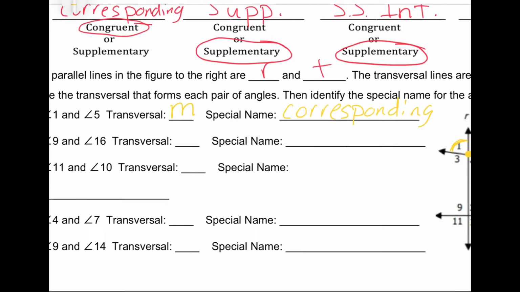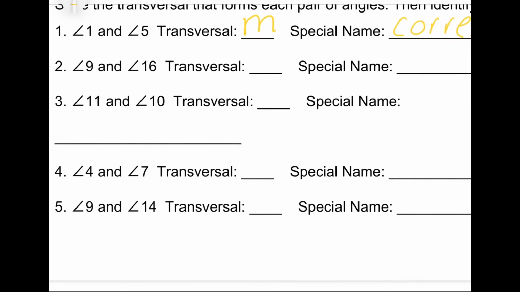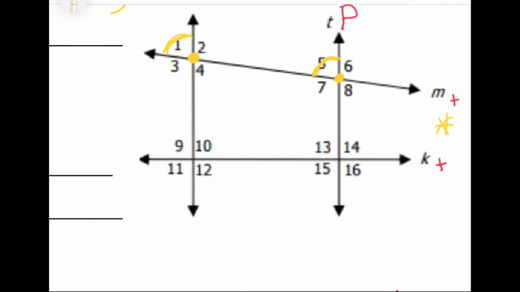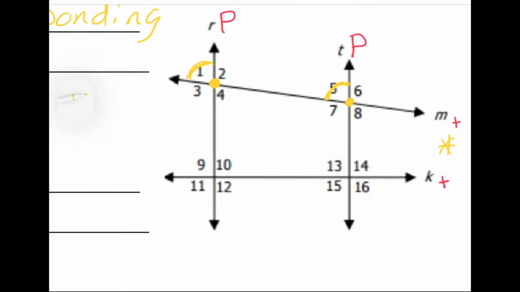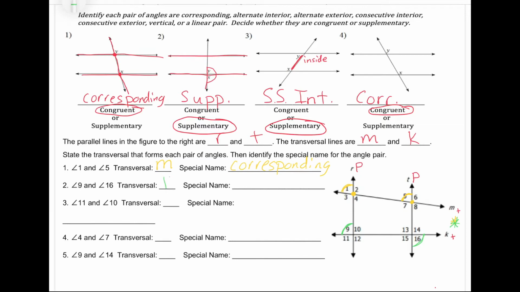So just to reiterate, let's do number 2. Number 2, we are looking at angle 9 and angle 16. Let's look at the figure. I want to use a different color. Let's do green. Angle 9 and angle 16. Which transversal are we working with? Transversal K. So we're going to put K.